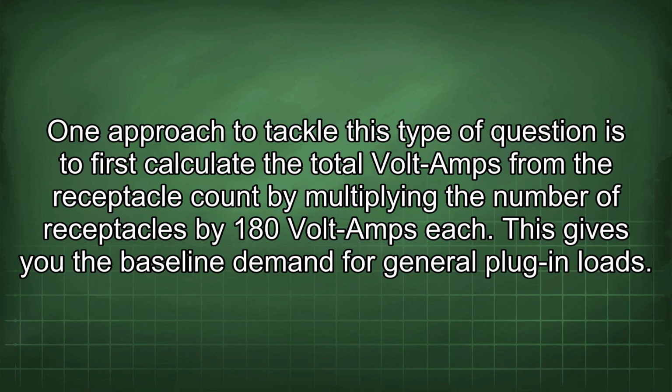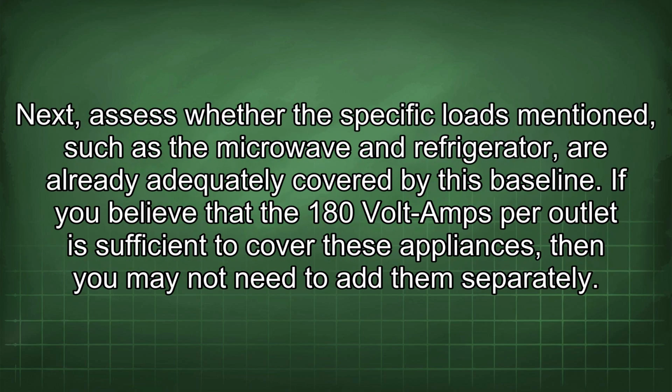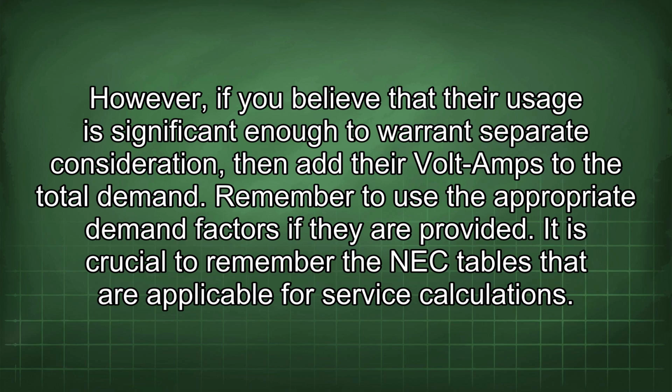One approach to tackle this type of question is to first calculate the total volt amps from the receptacle count by multiplying the number of receptacles by 180 volt amps each. This gives you the baseline demand for general plug-in loads. Next, assess whether the specific loads mentioned, such as the microwave and refrigerator, are already adequately covered by this baseline. If you believe that the 180 volt amps per outlet is sufficient to cover these appliances, then you may not need to add them separately. However, if you believe that their usage is significant enough to warrant separate consideration, then add their volt amps to the total demand. Remember to use the appropriate demand factors if they are provided.